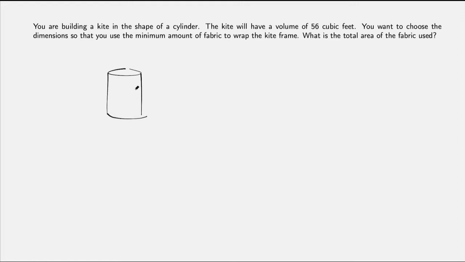So we know that the volume of a cylinder is pi r squared times the height, that's the area of the circle, times that height. And that is equal to 56. You want to choose the dimensions so that you use the minimum amount of fabric to wrap the kite frame. So we're wrapping this whole frame here. So we need the surface area, and we need that to be the smallest possible, the minimum amount.